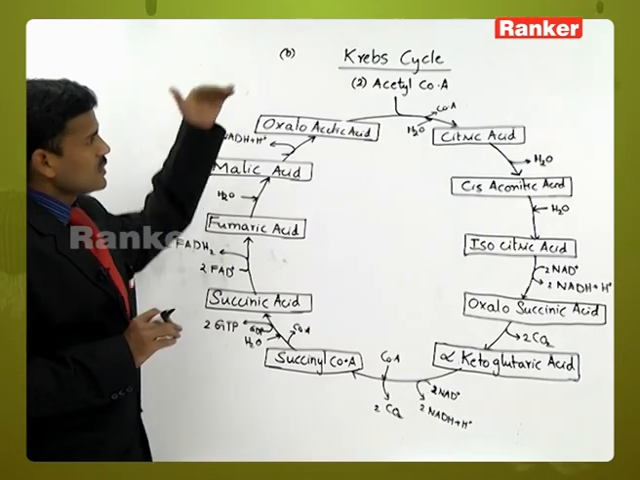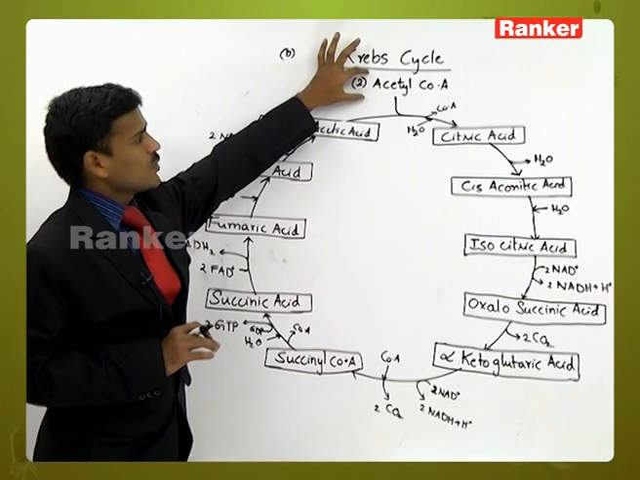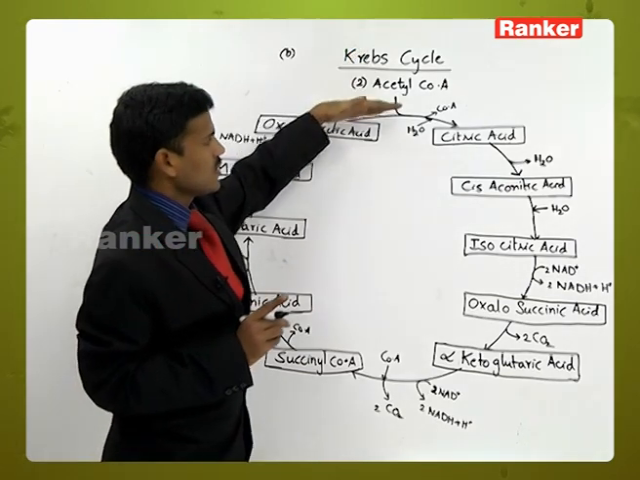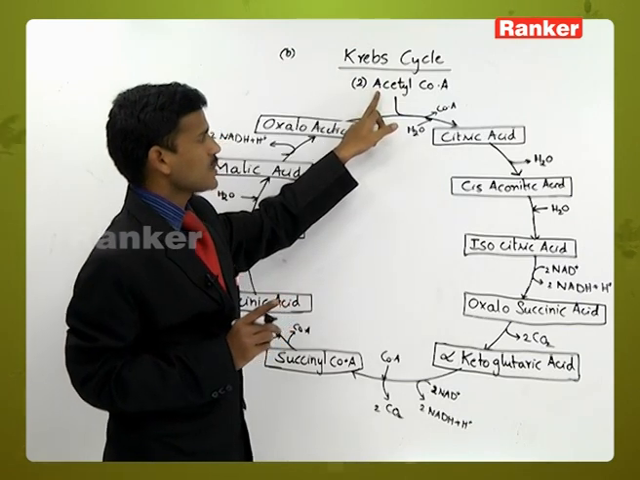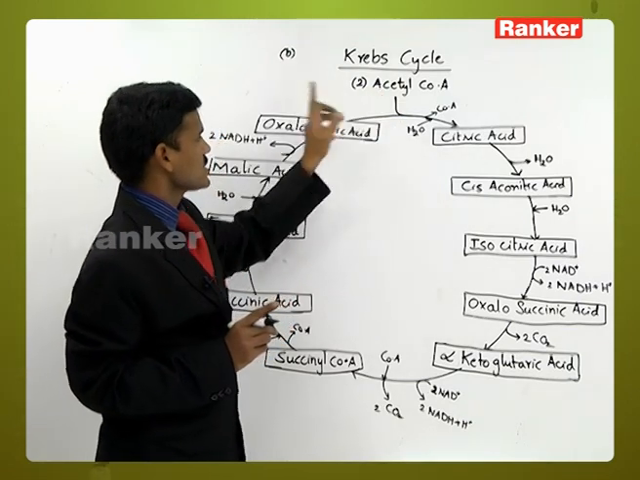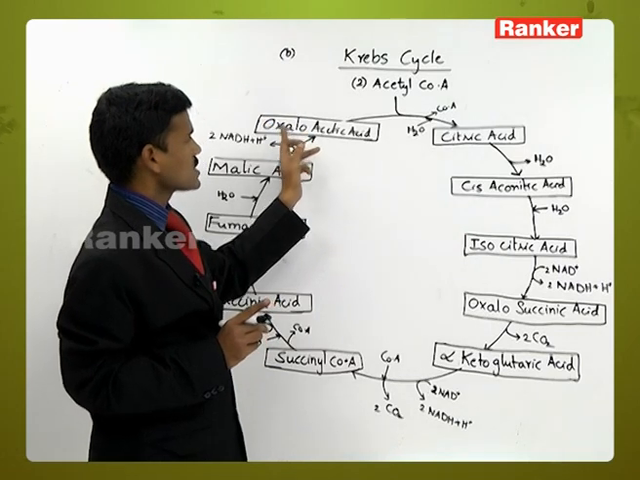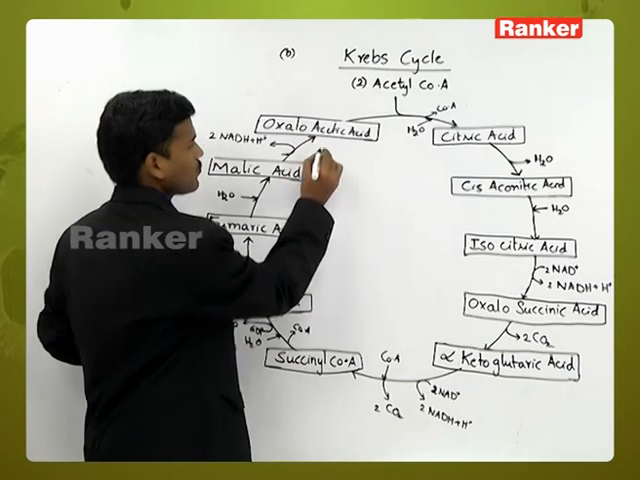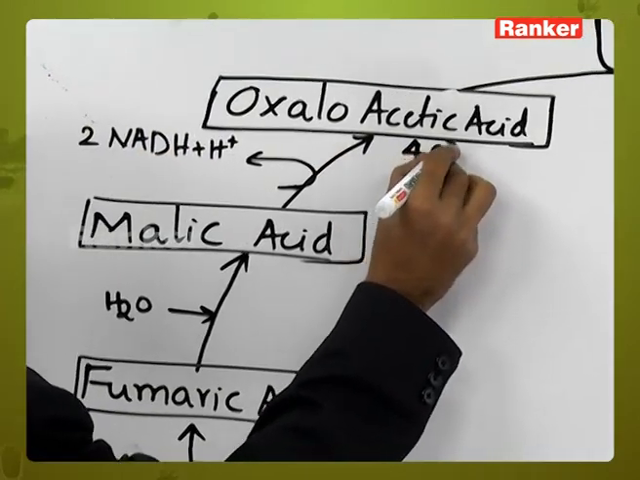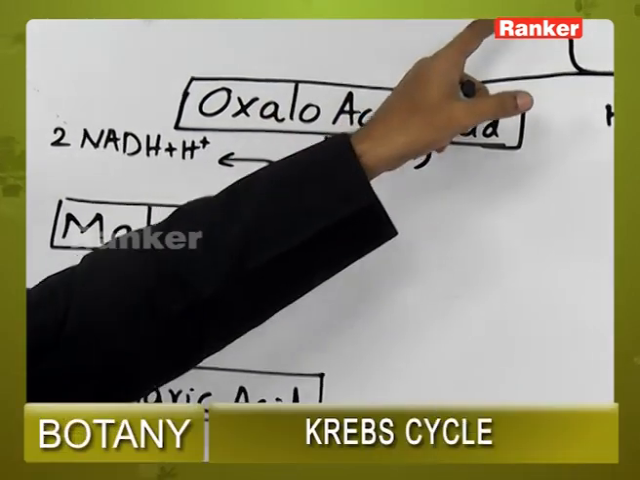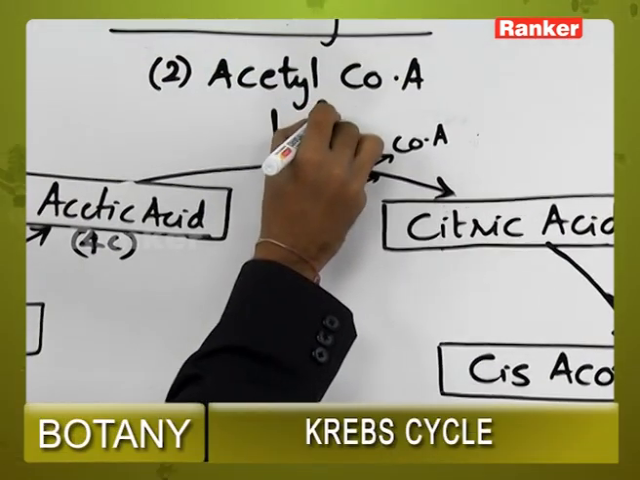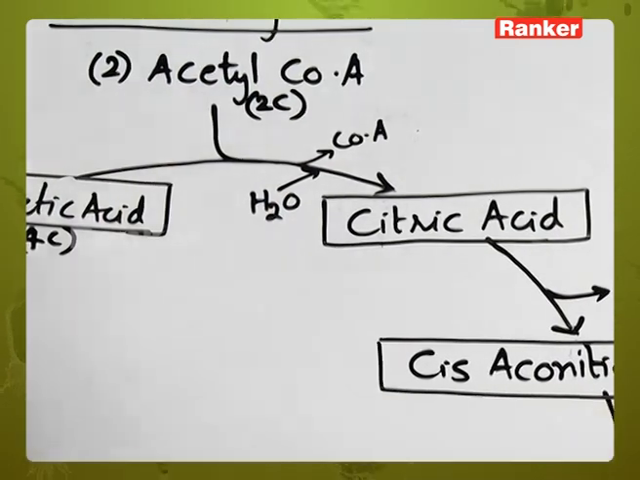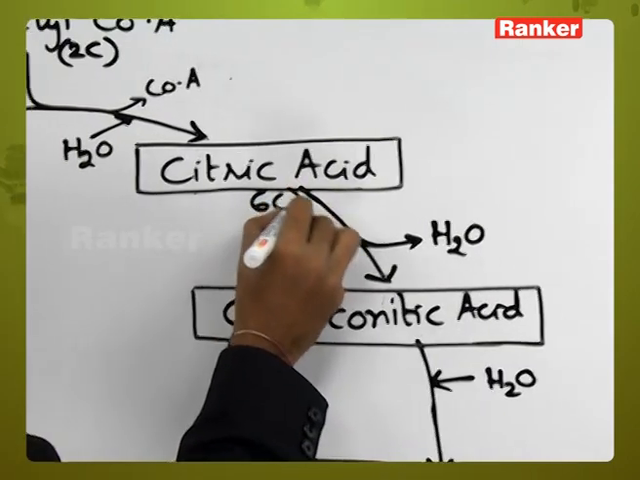And here in the third step, the acetyl coenzyme A, which is the end product of the second phase, is involved in the Krebs cycle. So acetyl coenzyme A combines with oxaloacetic acid. Oxaloacetic acid is a 4-carbon component. Acetyl coenzyme A is a 2-carbon component. 4 plus 2, a 6-carbon citric acid is produced.